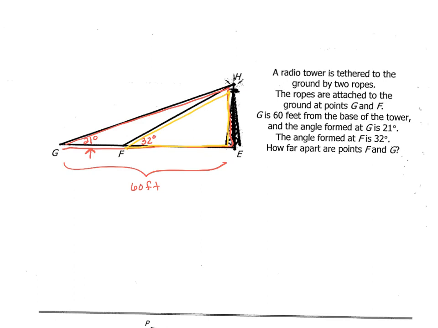So let's look at the big red triangle first. In this big red triangle, I know an angle, 21 degrees, and I know this whole side length right here is 60. What I would really like is this vertical length so that I can use it for the smaller yellow triangle. So what do I know? I know the angle, and I need opposite, and I have adjacent.